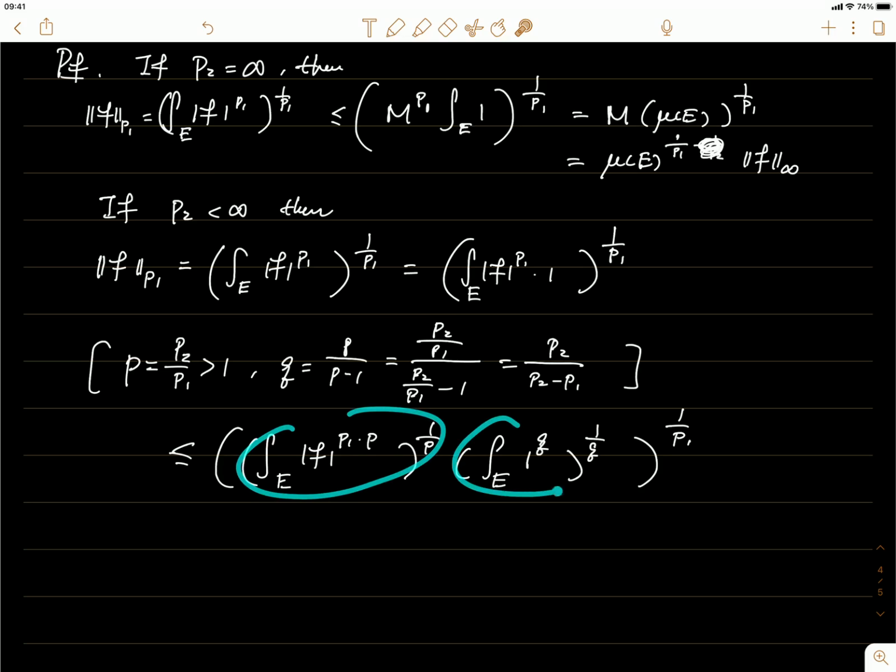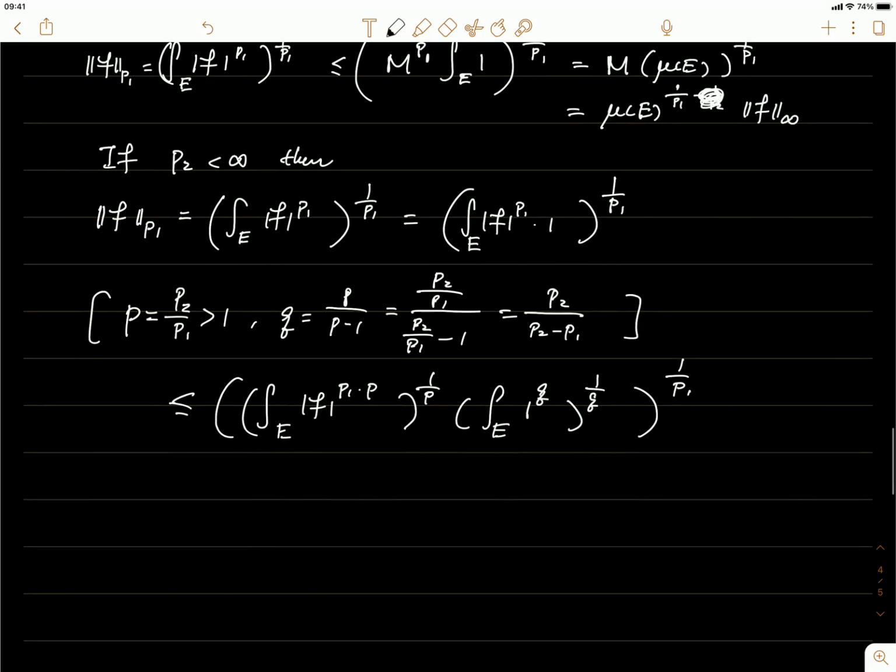To this times this. As I said, you treat this as your f, this as your g, and then there will be f to the power p, and then the p-th root. And then here you have the 1 to the power q and the q-th root. Okay? And then remember that p is equal to p2 over p1. So p1 times p will be p2. So this will be the integral of f and then p2. And I have the p outside, and the p times p1. That's what I have outside.